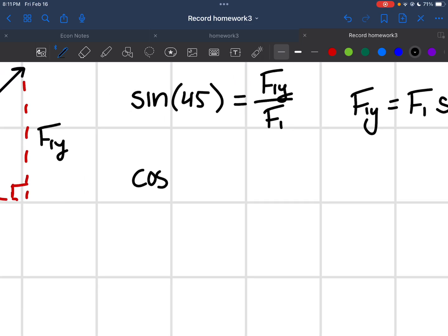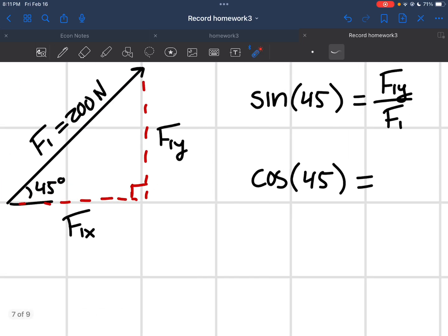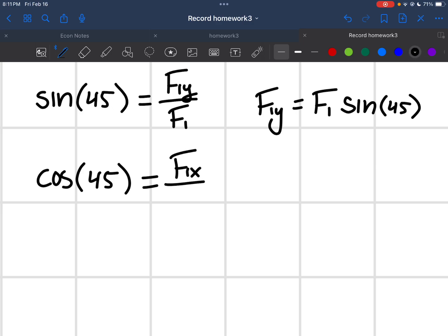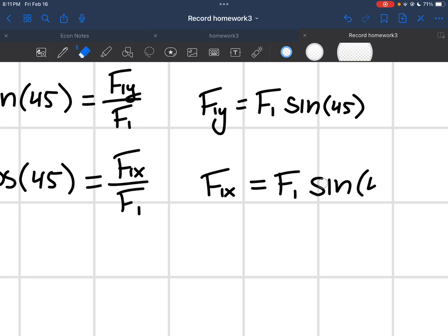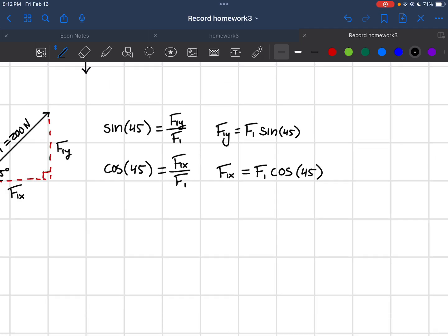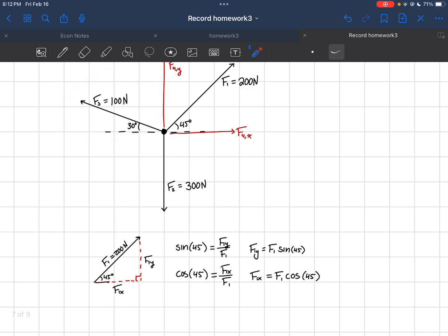Then I'll throw another trig function at it. We'll say cosine. And cosine will be my adjacent side. So my F1x over my hypotenuse. And then again, I can solve this for F1x. Oh, that says sine again. My bad. Should still say cosine 45. Right. And then I also have to break F3 into components. F2 is already aligned. So the x component of that would be 0, and it's just in the y direction.